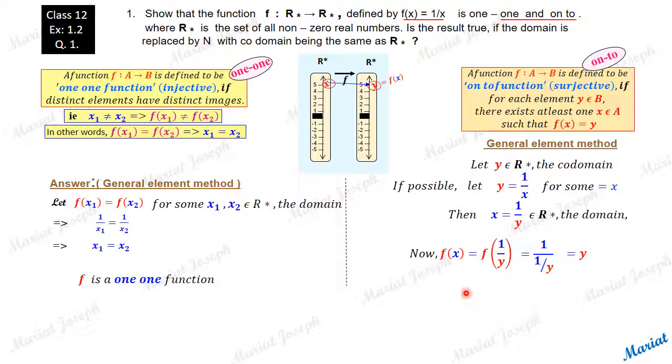Yes. Now the third stage also is being concluded. F of x is equal to y. Hence, this whole example is following the definition of onto. Hence, we can conclude that the function is an onto function.